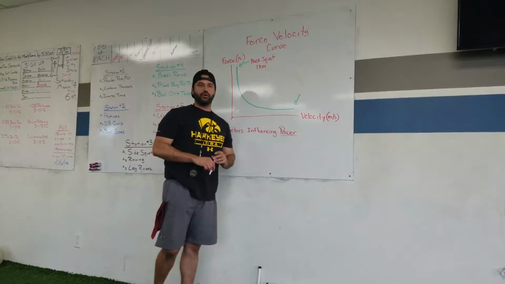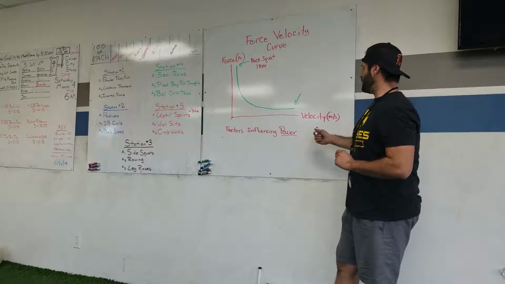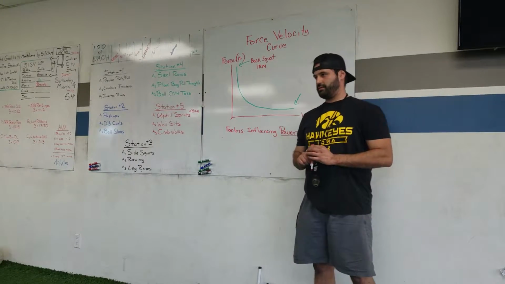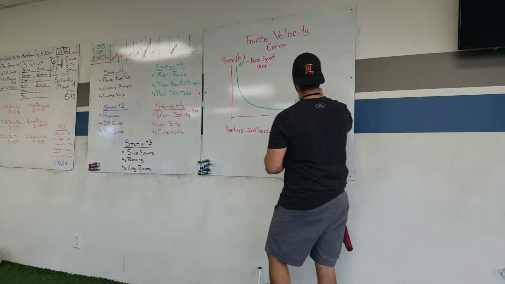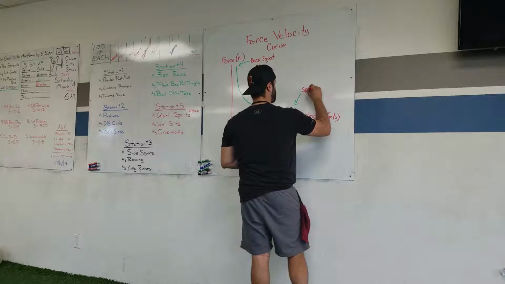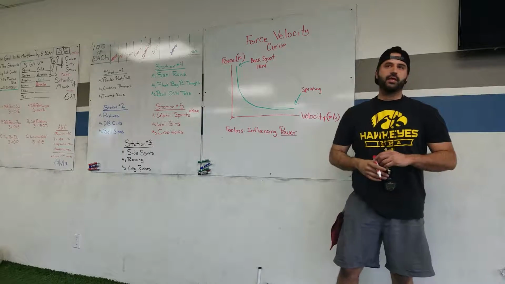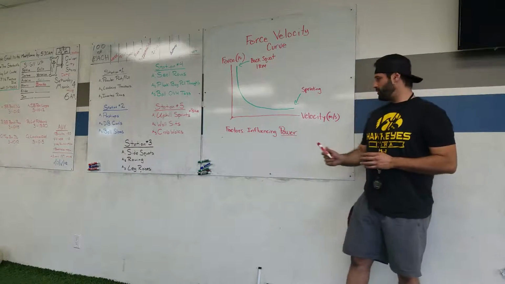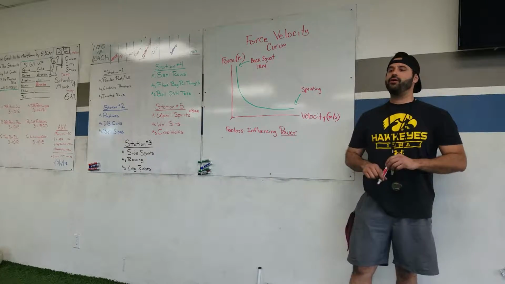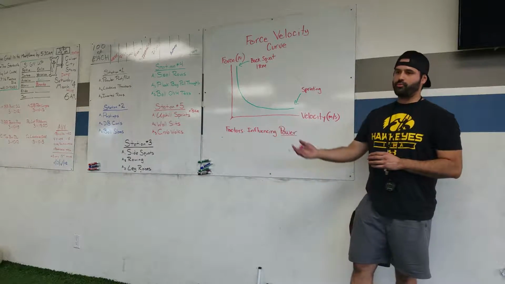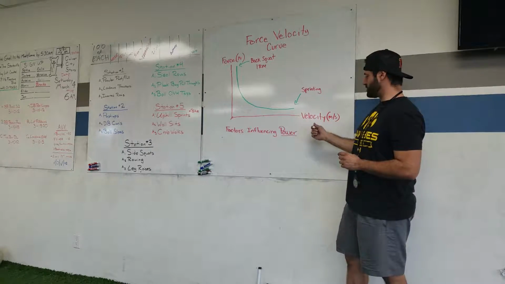So velocity. Give me an example, George, of an exercise that's really high velocity. You just said it. Sprinting, right? So let's put sprinting here. Sprinting is pretty much the most explosive, the one with the highest velocity out of any exercise. Now, if I add a 10-pound sled or a prowler to your sprint, what happens here? Force goes up. What happens to this? Velocity goes down.